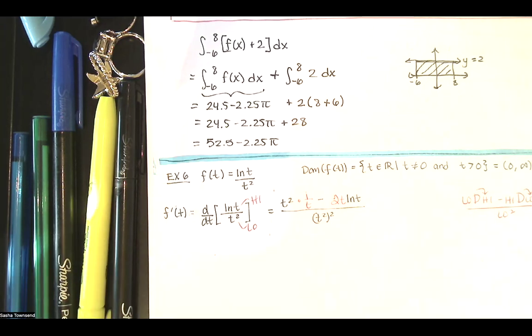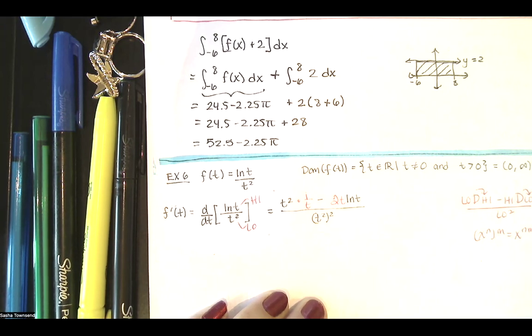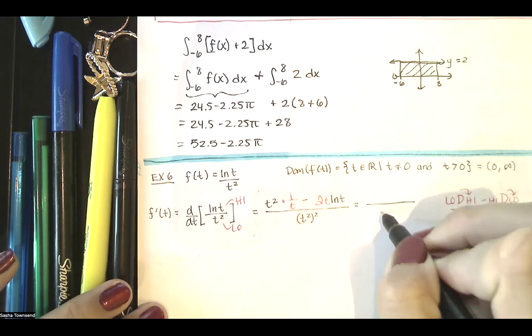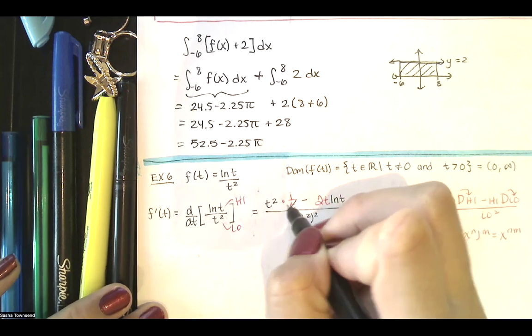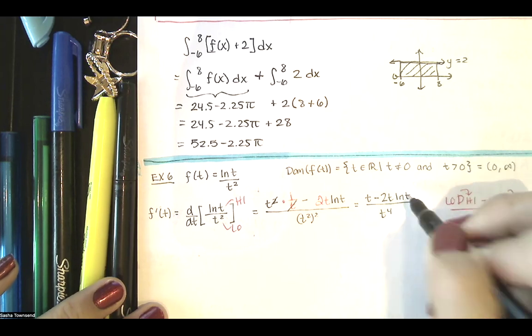And so you've got t raised to a power, and we've got one of our exponent properties. All we have to do there is multiply those exponents together. So t squared, quantity squared is t to the 4th. One of these t's will reduce, and we end up with t minus 2t times natural log of t.